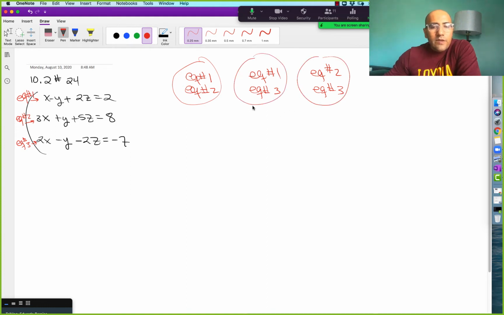It doesn't really matter which two you choose, but pick two of these, whichever two are the easiest, and target for elimination one of the letters, the same letter in both of them. So for example, let's say I just want to get rid of x. So I would pick, say, this grouping, and just arbitrarily, why not, say this grouping. So eliminate x.